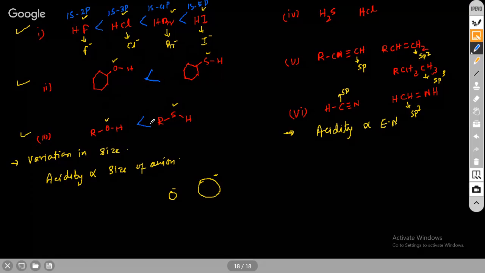So as the size of an ion increases, acidity increases. This is the thing. I have written it over here. You see, acidity is directly proportional to the size of an ion. Why is it directly proportional? Because more will be the size, more uniform distribution of the charge will be there, and hence the stability will be there. So when you form the conjugate base of these compounds, as the size of an ion increases, distribution of charge will be more uniform. That leads towards the stability of the conjugate base.